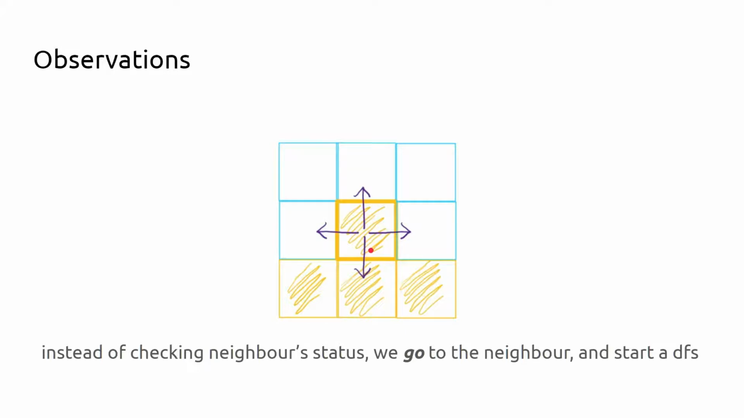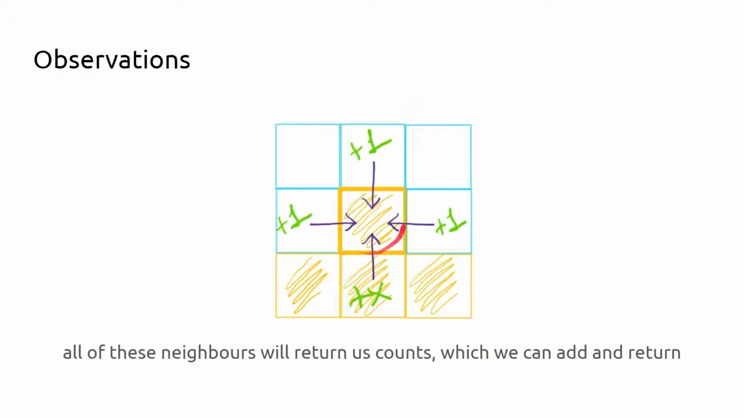Earlier in the iterative solution, we were checking the neighbor status, whether it was water or land. Instead of doing that, we'll actually go to the neighbor and start a new DFS from that point. Now, depending upon the base conditions, we'll go ahead and return from those DFSs. In fact, the flow for this solution would look something like this.